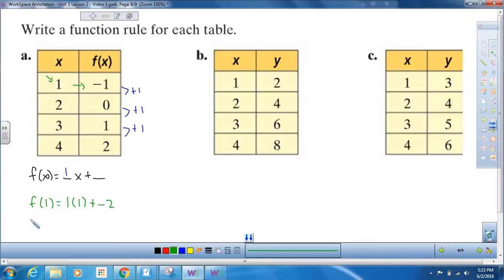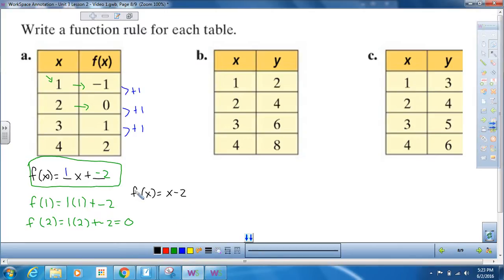Okay, let's make sure that works. So try 2. I want to get 0, and I did. So here is my function rule, which could be written 1x as x, and then plus negative 2 could be written as just minus 2. So this means the same thing.